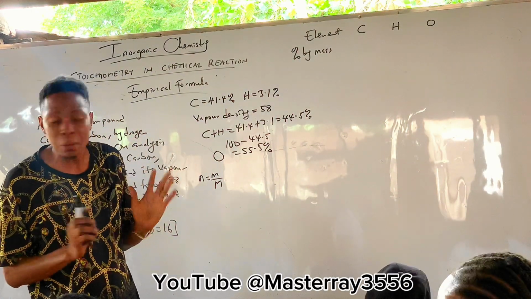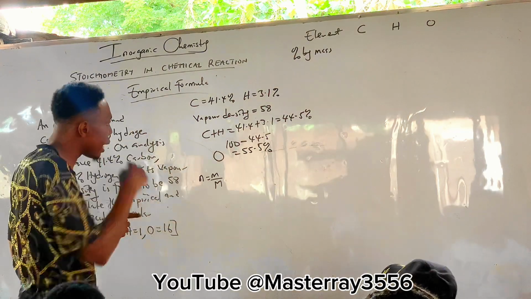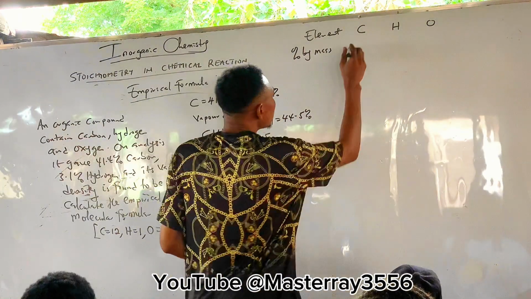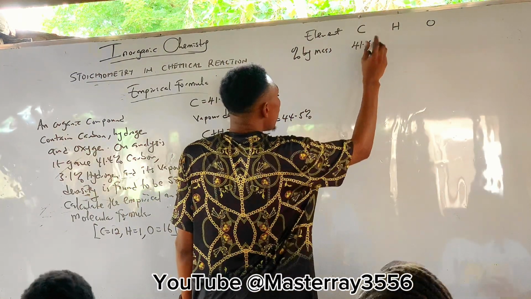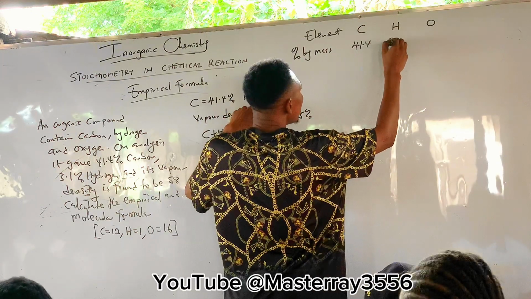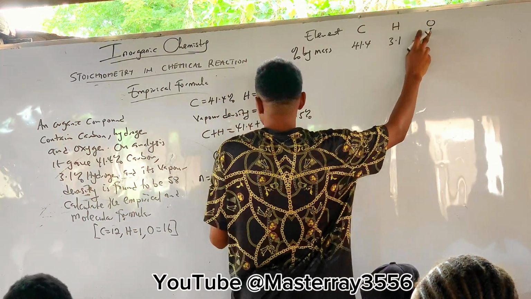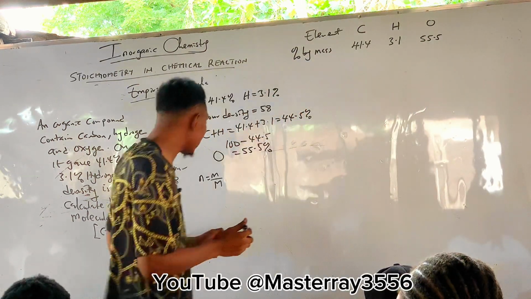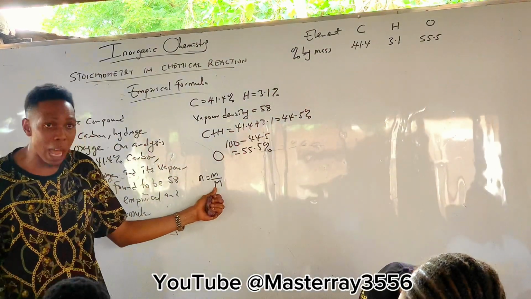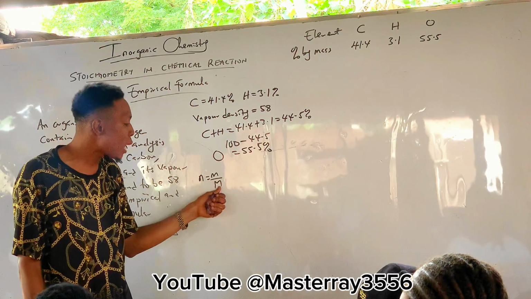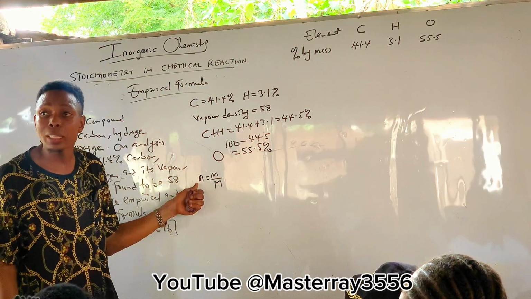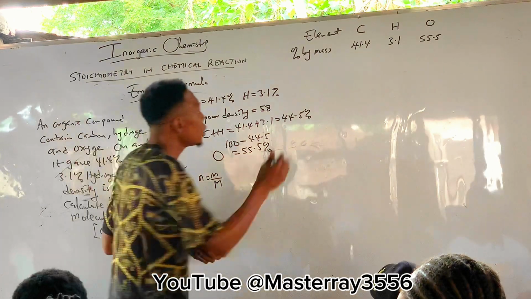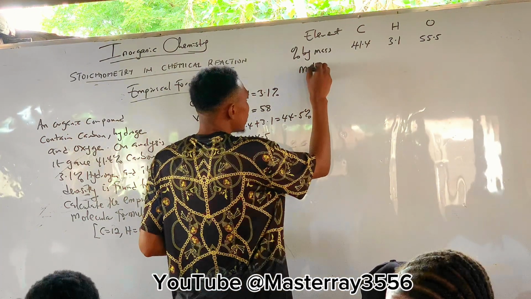Is that clear? So the percentage composition by mass, we are given carbon to be what? 41.4. And hydrogen to be what? 3.1. Oxygen to be what now? 55.5. Then after that, we'll divide by what? Molar mass. And if you divide your mass by molar mass, what are you going to have? Mole.